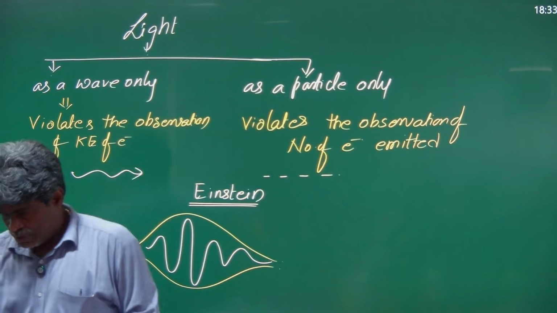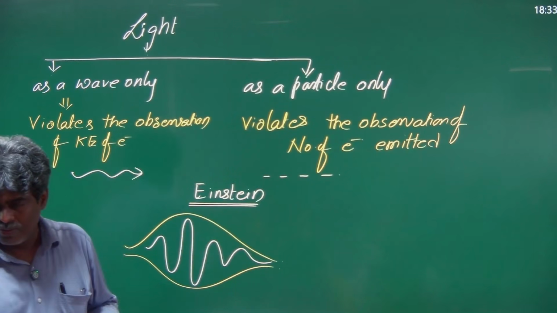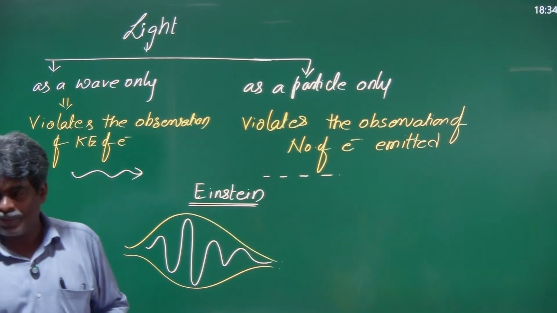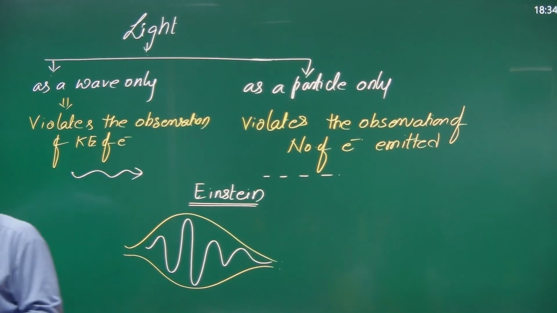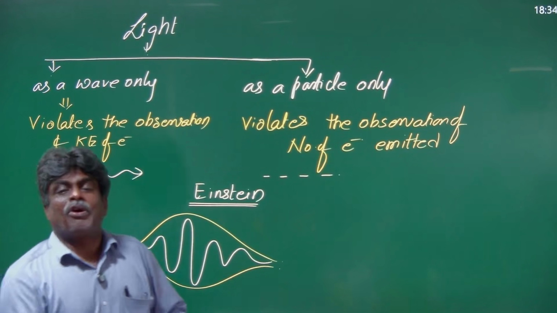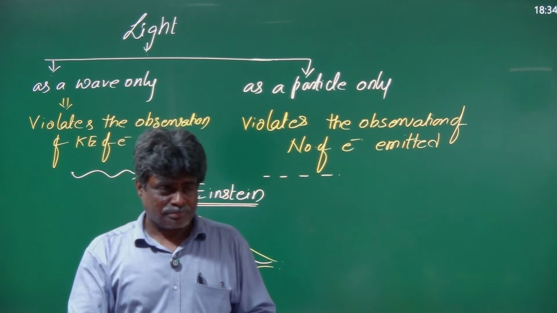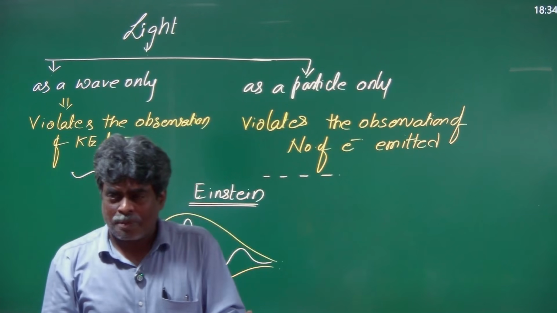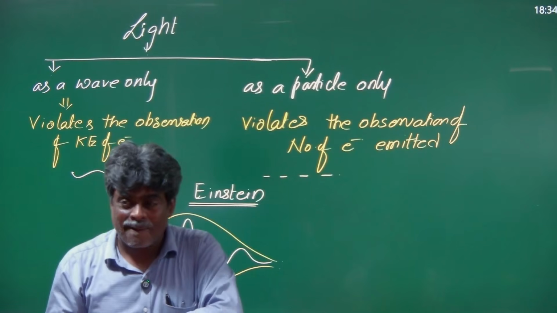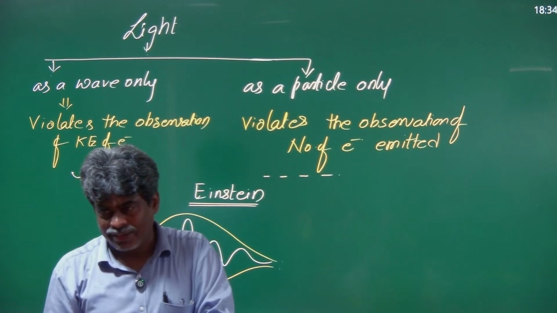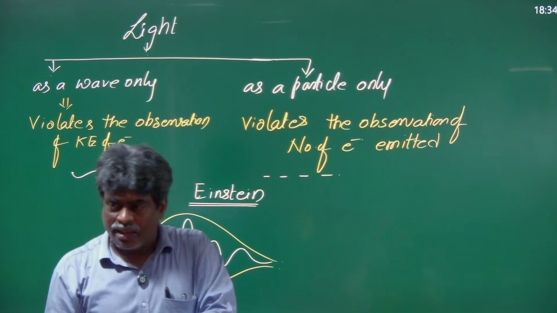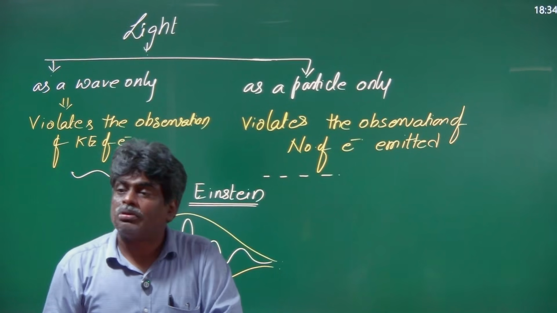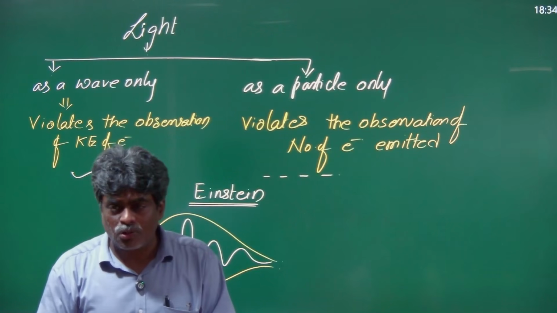I will tell you one more. Do you have a 1 rupee coin? Okay. Let us suppose you flip the coin like this. So what is the result? Head. That is classical. Then what is quantum? Both.